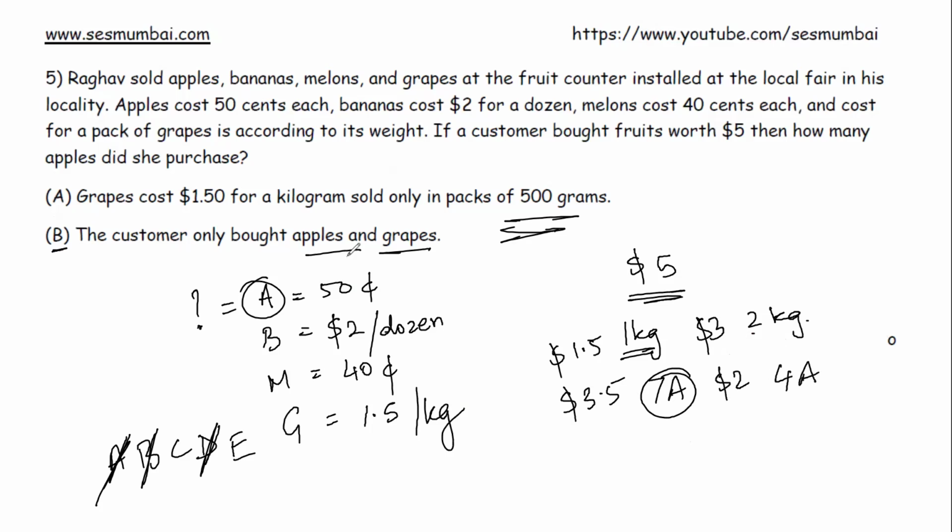So with both the information together also, we cannot say how many apples she can purchase, right? Or did she purchase? So C is out, E is the answer. So E is the answer.